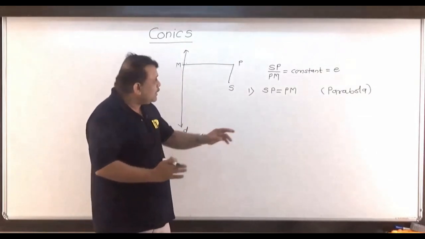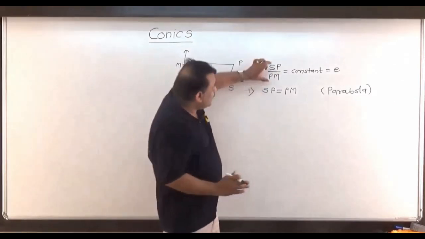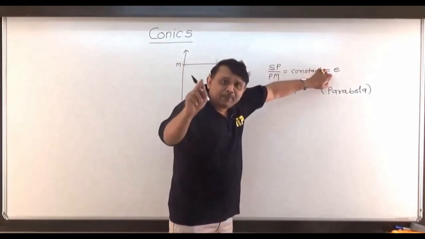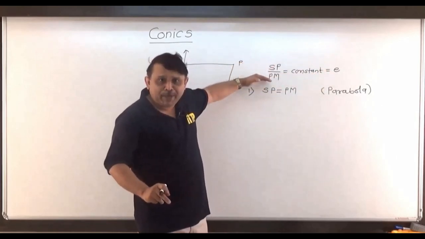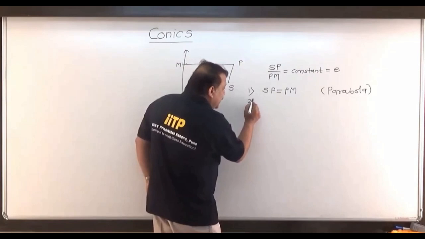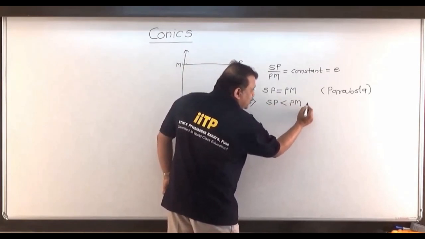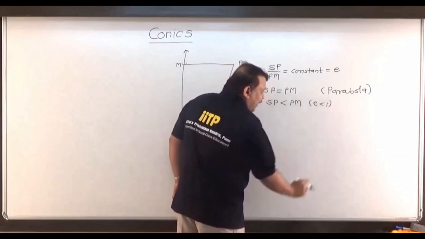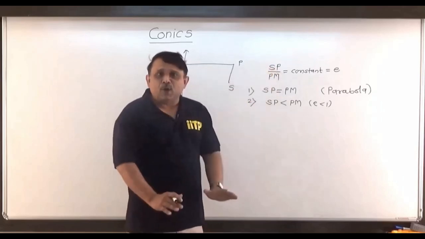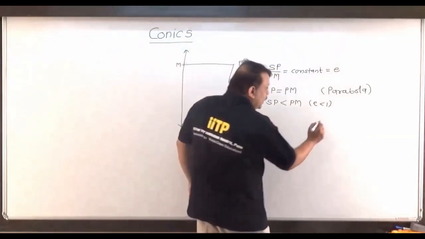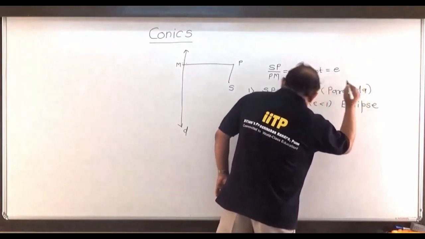If I now consider the distance SP smaller than the distance PM, then the eccentricity will be less than 1 because the numerator is smaller than the denominator. So, here I am choosing the second case, that SP is less than PM. This means E is less than 1. In such a case, the locus of the point P is called an ellipse. So, it is an ellipse.